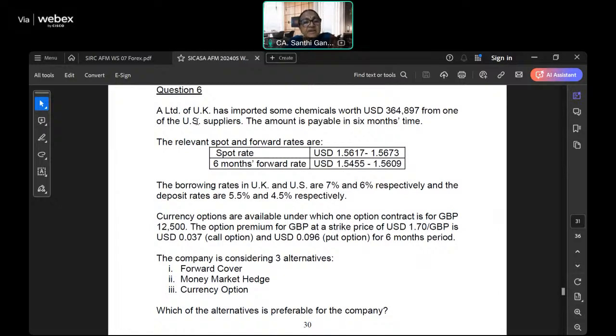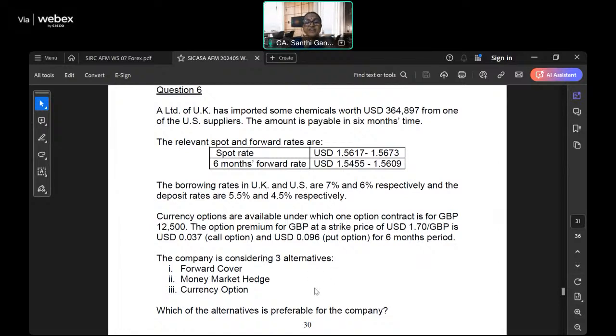The relevant spot and forward rate given. Borrowing rate in UK and US given. That is given for the purpose of money market hedge. Deposit rate also given. Currency options are available under which one option contract is for GBP 12,500. So contract size is given. It is an exchange traded option. The option premium for GBP at a strike rate of 1.7 is 0.037 for call option, 0.096 for put option for a 6-month period.